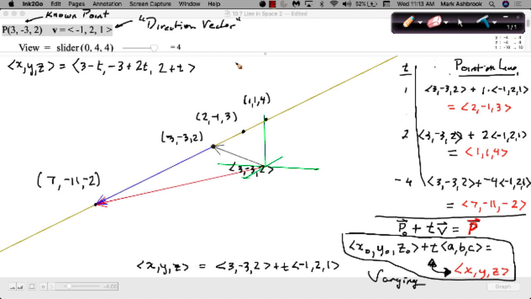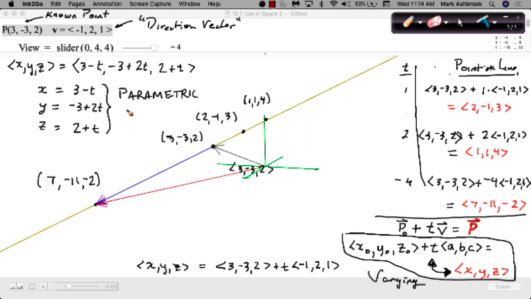And now I can eliminate vectors altogether. I can say x equals 3 minus t. y equals negative 3 plus 2t. z equals 2 plus t. So this is a set of equations now. Vectors are gone. And what kind of equations are those? Well, yeah, they are linear. That's true. But when you have a set of equations that are generating a point in this way with a parameter t, remember what that's called? Parametric. I kind of gave it away, right? These are parametric equations. So this is the parametric form of a line in R3. So this was the vector form.